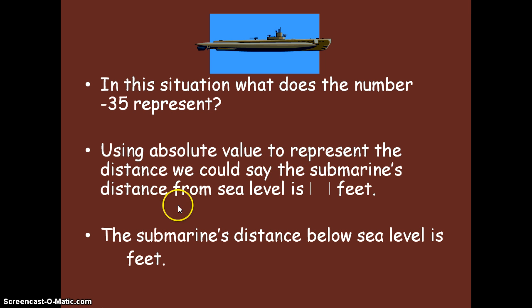We could say the submarine's distance from sea level is, well, in this case, we could say the absolute value of 35 feet. So the submarine's distance below sea level is 35 feet. I did not need to put negative 35, although that does kind of look like a negative sign there. It's just 35 feet. So the absolute value of negative 35 below 0, below sea level, would be that the submarine is 35 feet below sea level.